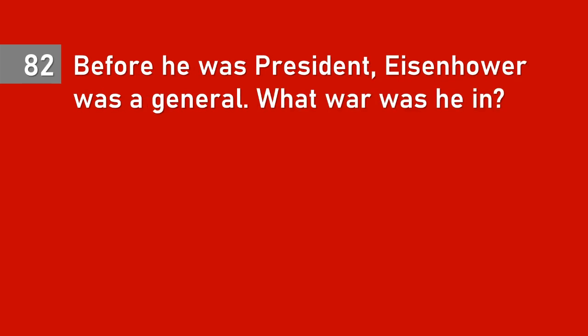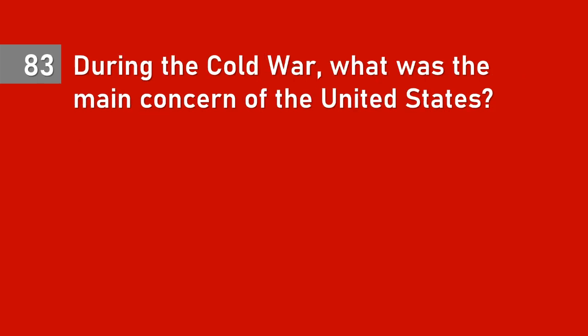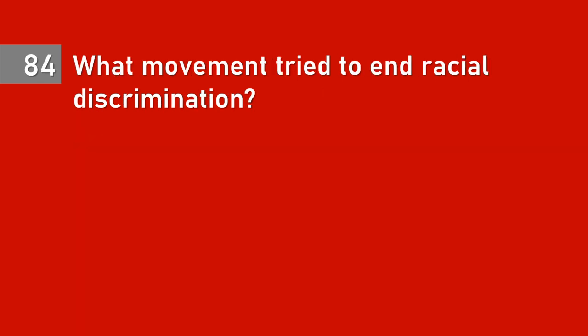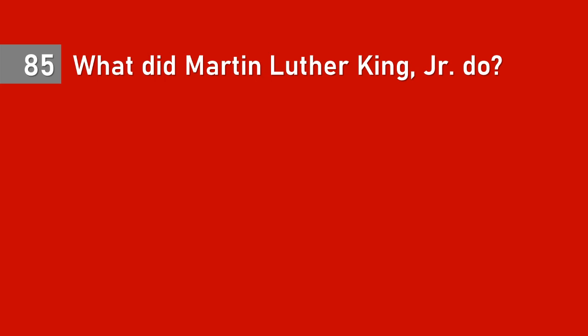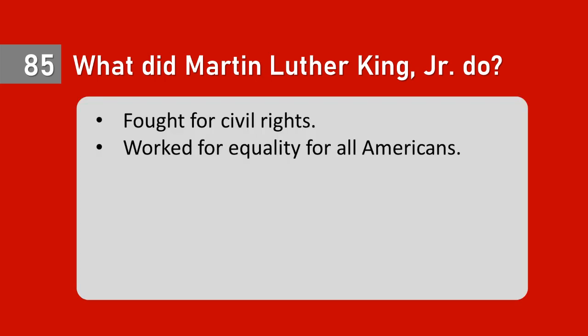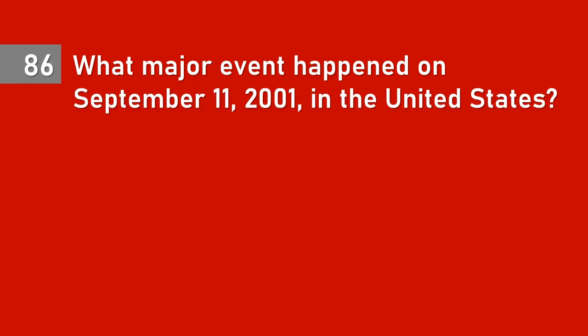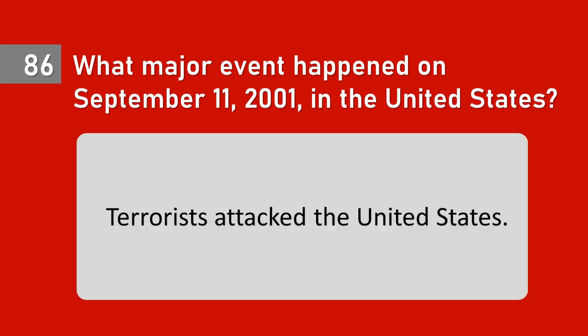Question 82. Before he was president, Eisenhower was a general. What war was he in? World War II. Question 83. During the Cold War, what was the main concern of the United States? Communism. Question 84. What movement tried to end racial discrimination? Civil rights movement. Question 85. What did Martin Luther King Jr. do? Fought for civil rights. Worked for equality for all Americans. Question 86. What major event happened on September 11, 2001, in the United States? Terrorists attacked the United States.